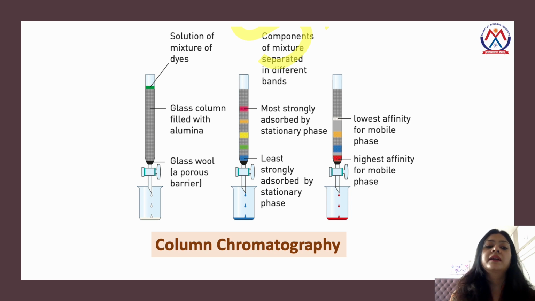This is the diagrammatic representation of column chromatography. You can see a glass burette which is open at both ends. At the farther end, there is a tap. When the sample moves with the mobile phase, the components get separated and they are collected in different beakers according to their time of elution.